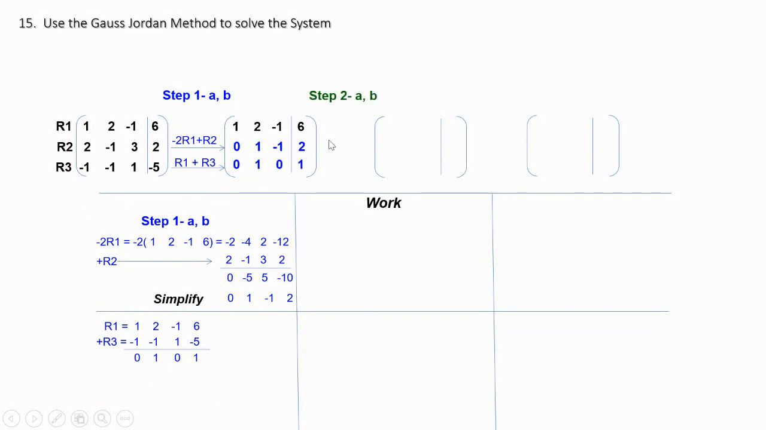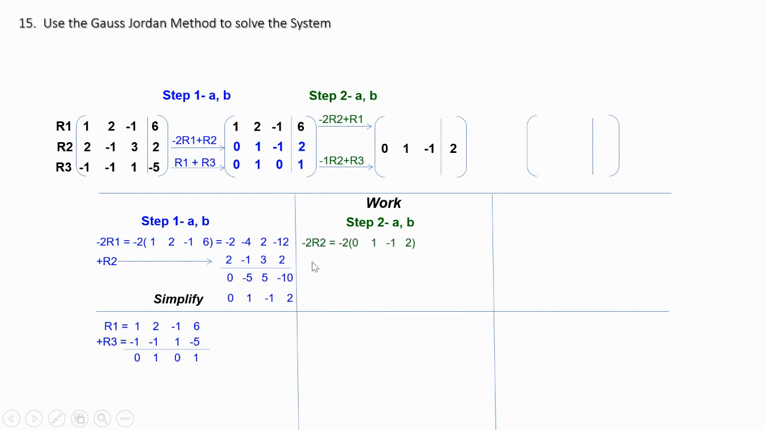Now for step 2, row 2 stays the same, and that has to be a 0, and that has to be a 0. The 2 must be a 0 on the first row, and the first 1 must be a 0 on the third row. So I'm going to change row 1, and I'm going to change row 3, and I'm going to be using row 2. So negative 2 times row 2 plus row 1 will eliminate the 2 on row 1. And here, guys, I need to multiply this one by negative 1, right? Because negative 1 plus 1 will give me a 0, so it'll be negative 1 row 2 plus row 3.